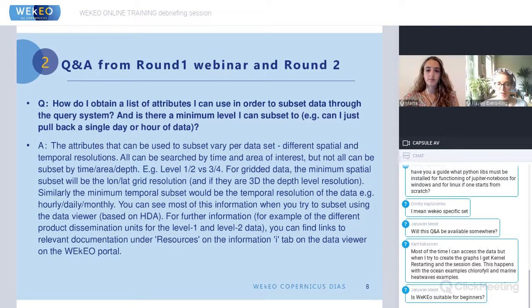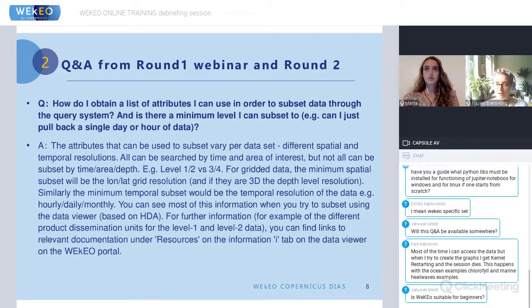Most of the information about these different parameters is available just by looking at the data in the viewer. You can see a lot of it. And if you try and subset it, your options will come up, and then you'll know what you can do. So whether you can subset in space, in time, and via depth or product type, etc.